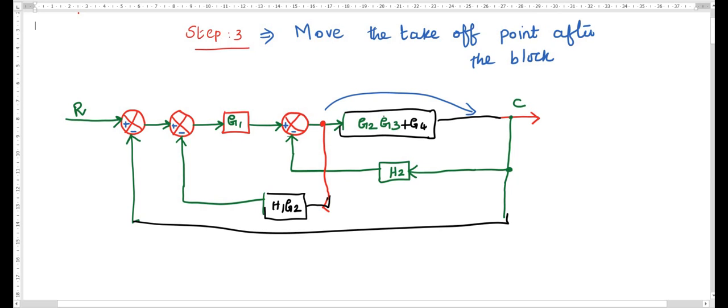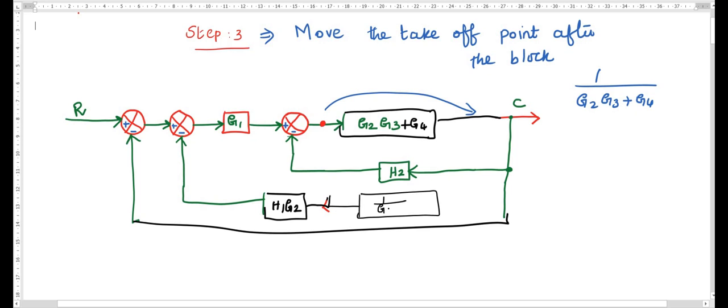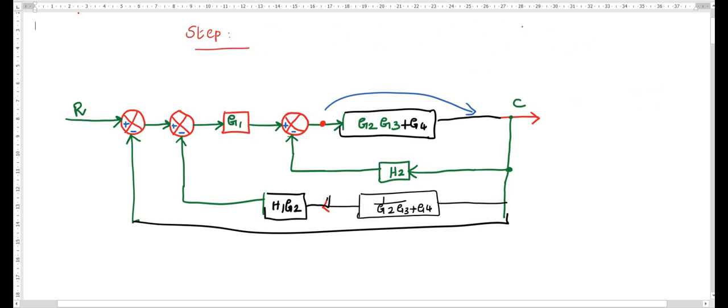If we move the takeoff point after the block, we have to multiply the block H1 G2 with the inverse of this G2 G3 plus G4. So now, what I have to do, I am going to add another block with this H1 G2, that is 1 by G2 G3 plus G4. Next, step number 4. Reduce the negative feedback loop.